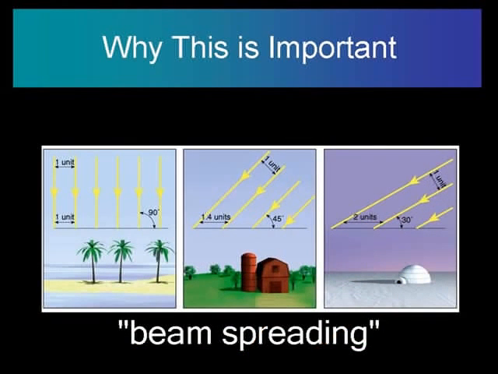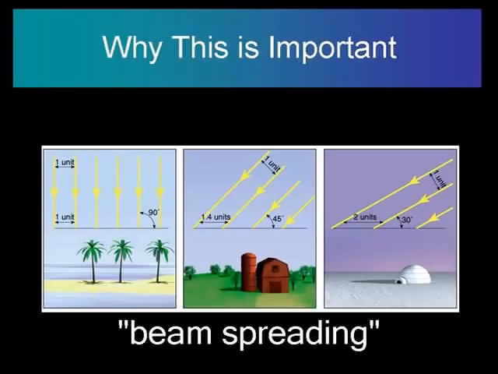This is important because of the concept of beam spreading. Even though each beam from the sun contains the same amount of heat, when the sun angle changes, that amount of heat is spread over a larger area or a smaller area. For example, in the tropical picture off to the left, you can see that a 1 unit wide beam of sunlight hits the ground and covers an area 1 unit wide. The sun is directly overhead, so there's no beam spreading.